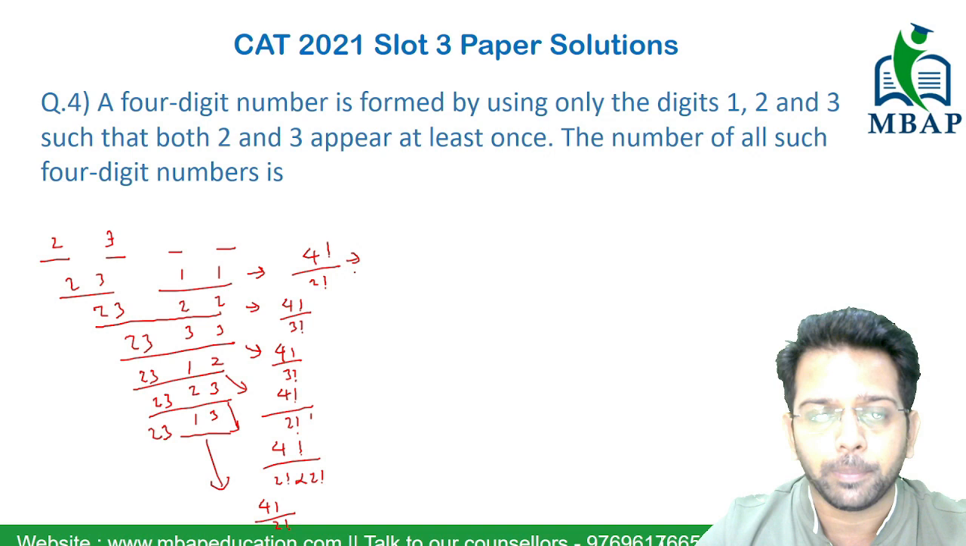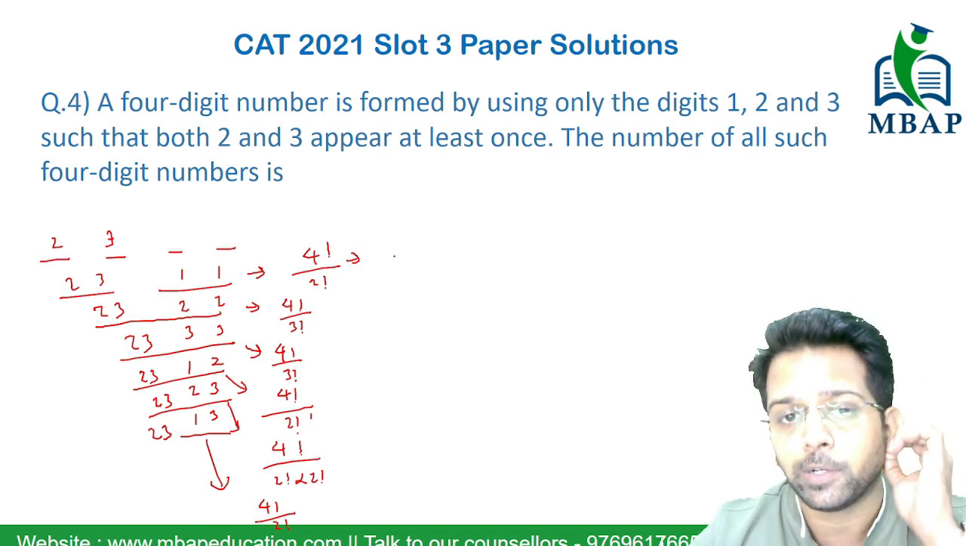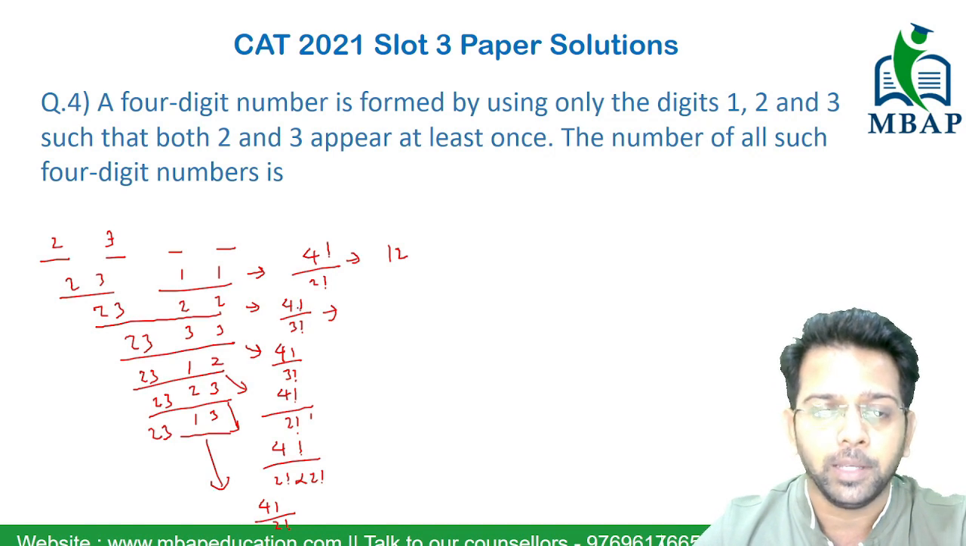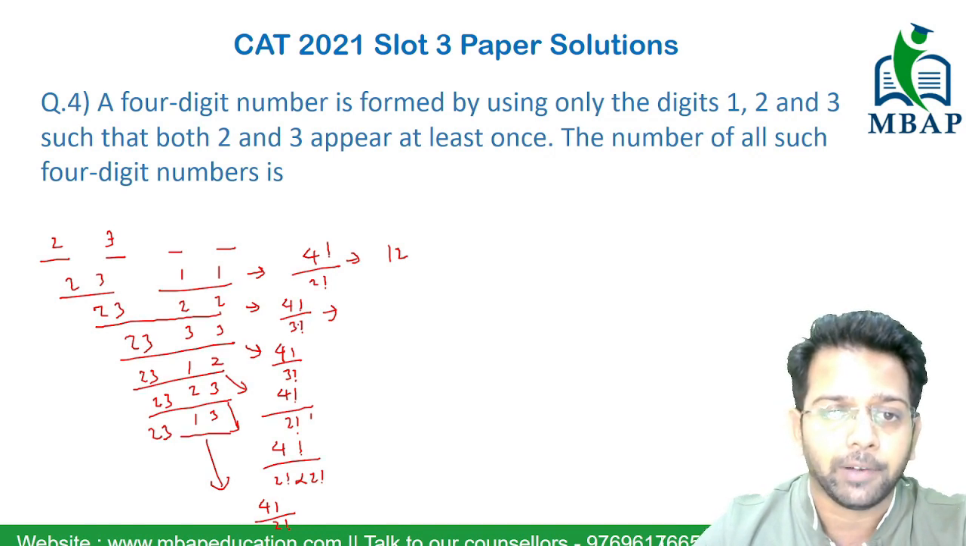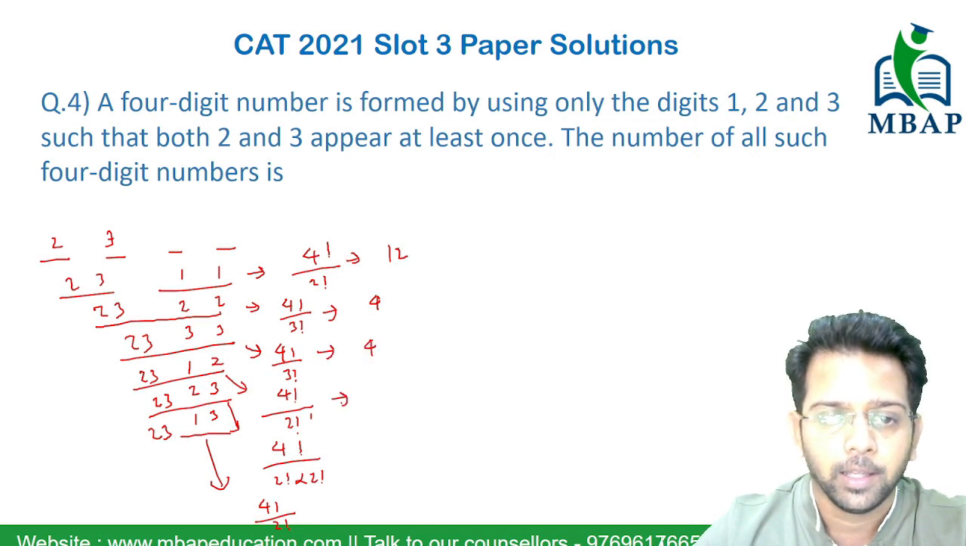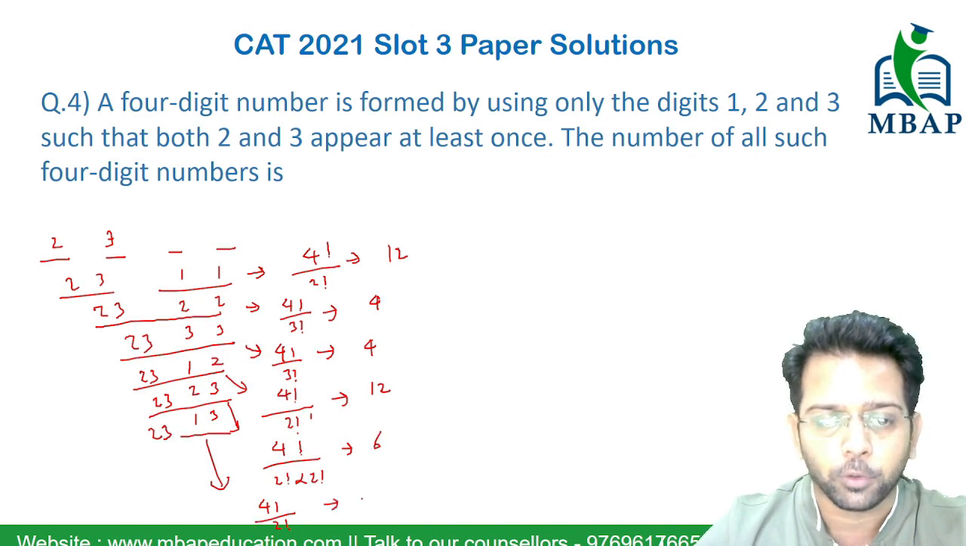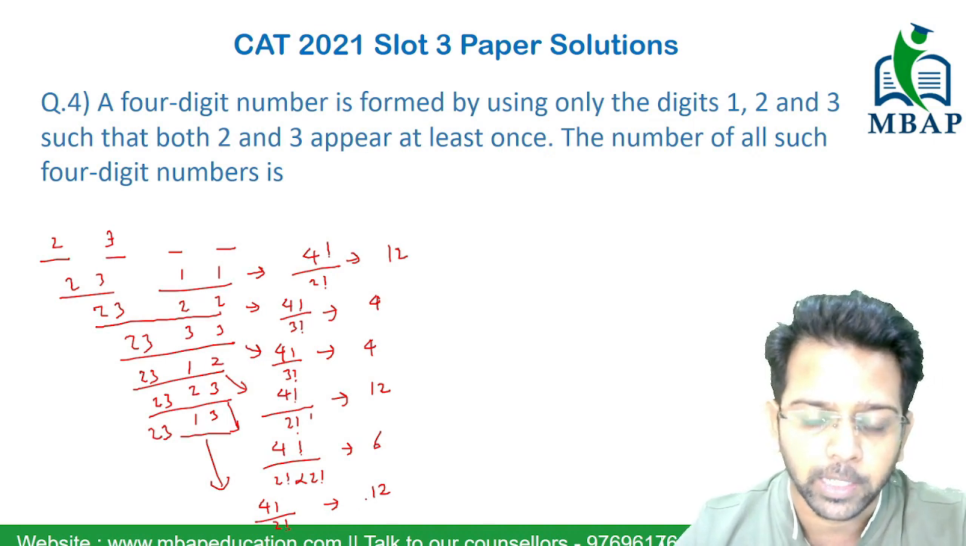Now 4 factorial by 2 factorial will be how much? 24 by 2 will give you 12. 4 factorial by 3 factorial will be how much? 3 factorial will get cancelled, so only 4 will be left. Again, 4 factorial by 2 will give you 12. This will be half of 12, which is 6. And this will be 4 factorial by 2 factorial into 2 factorial, which will be 6. 4 factorial by 2, which will again be 12.